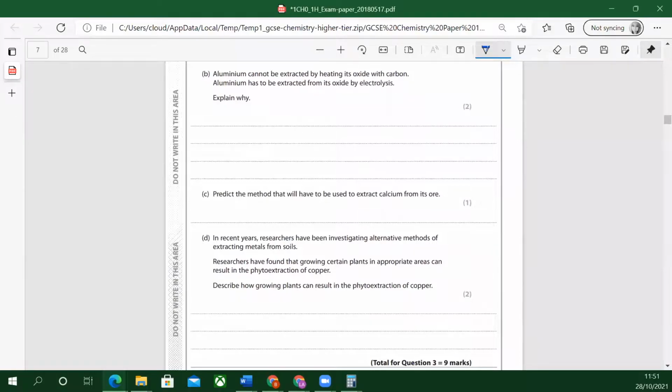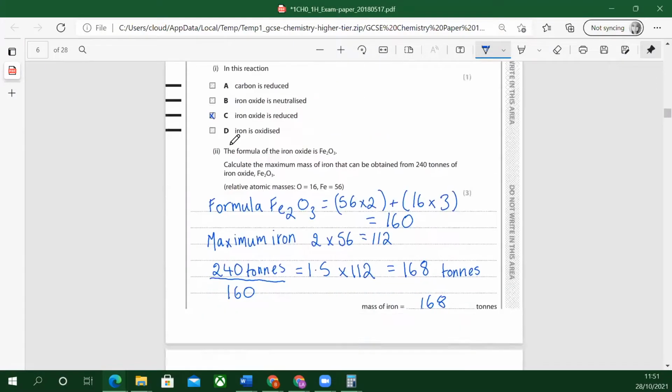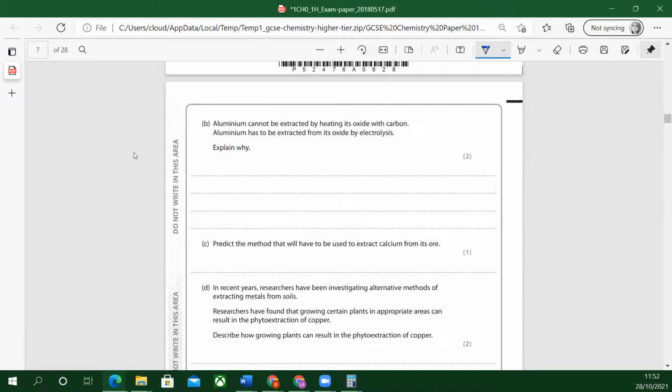Aluminium cannot be extracted. So it's still part of question 3 here. It's quite a long one. So aluminium cannot be extracted by heating its oxide with carbon. Aluminium has to be extracted from its oxide by electrolysis. Okay, so they gave us some information. First of all, we need to use it. Aluminium is higher in the reactivity series, okay, than carbon. So aluminium is too reactive. Okay, so I'll use the word reactive there. That's obviously the proper word.